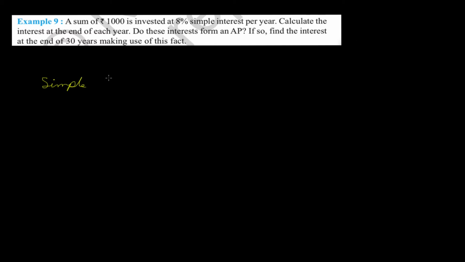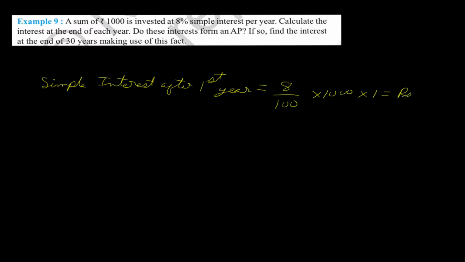So the simple interest at the end of the first year would simply be 8% of your principal amount. So 8 by 100 times 1000, and since it is just 1 year, it will multiply by 1, so it is equal to rupees 80.